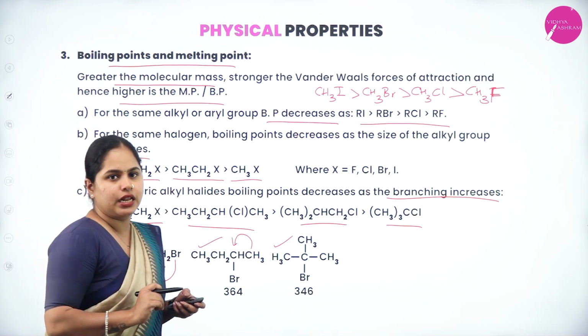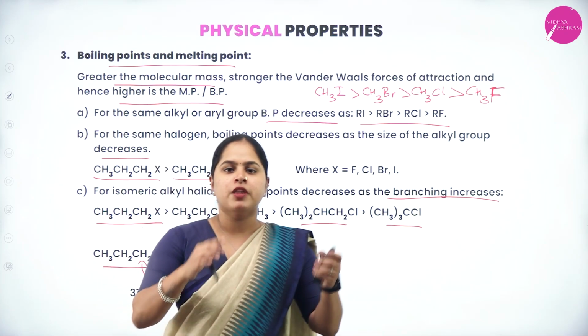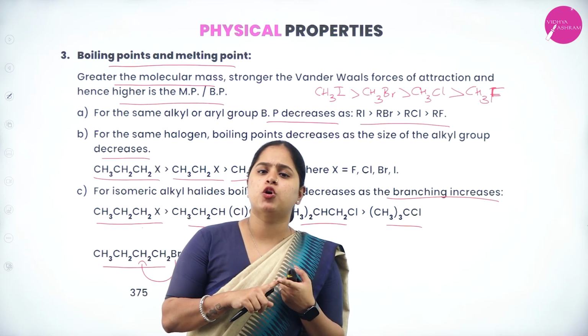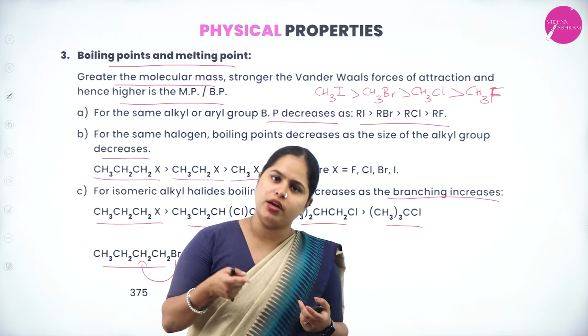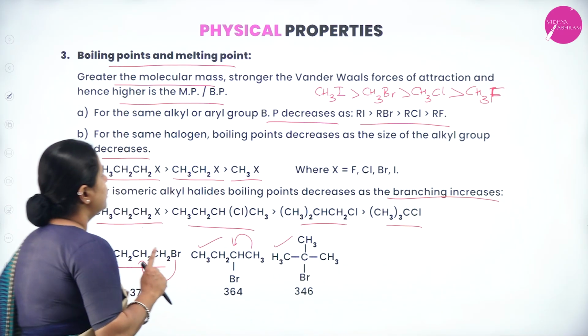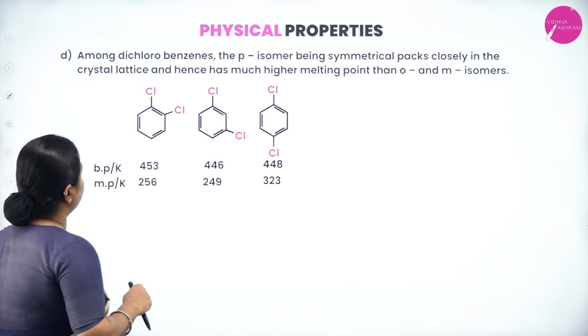So I hope it is clear regarding boiling point and melting point. As the number of alkyl groups increases, boiling point increases. As the branches increase, boiling point or melting point decreases. Clear? So that is very important. Now moving on to the next one.